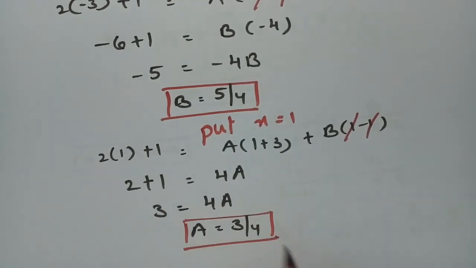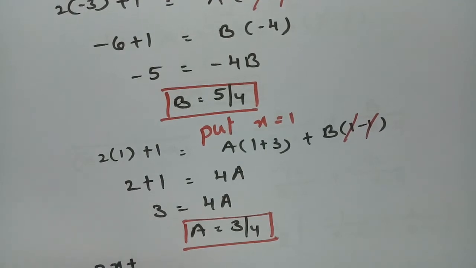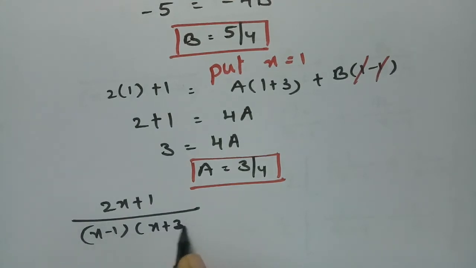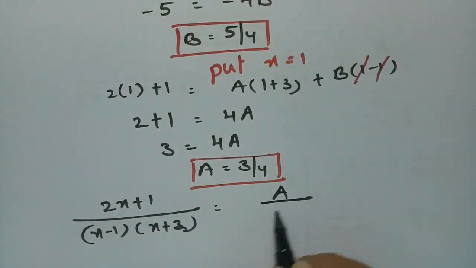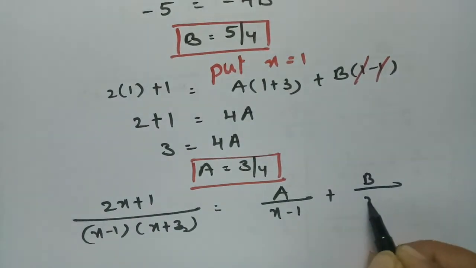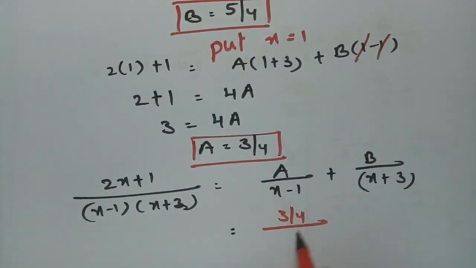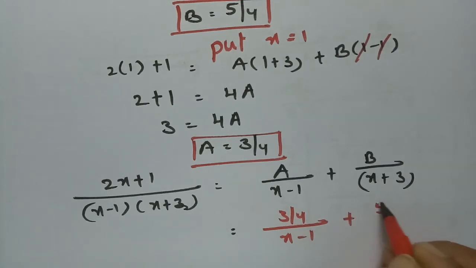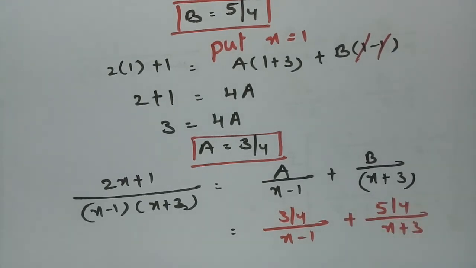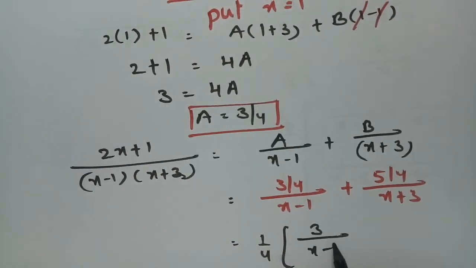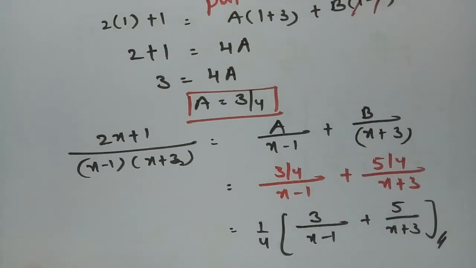After getting the a and b values, now I have to substitute the values: 2x plus 1 by x minus 1 into x plus 3. This is nothing but a by x minus 1 plus b by x plus 3. And see here, the a value is 3 by 4 by x minus 1. The b value is 5 by 4 by x plus 3. If I take 4 to the denominator, then this will be 3 times x minus 1 plus 5 times x plus 3. And this is how we have to solve.